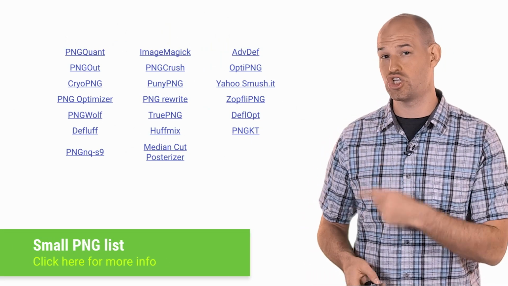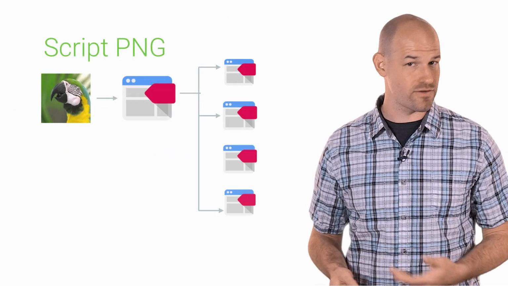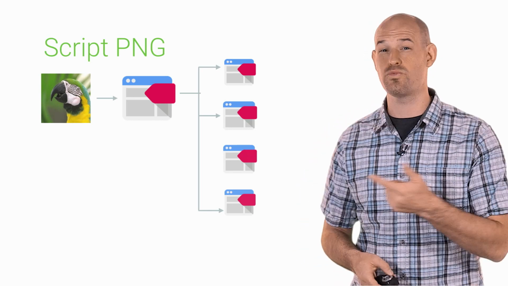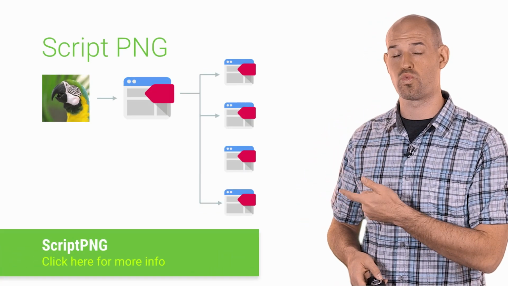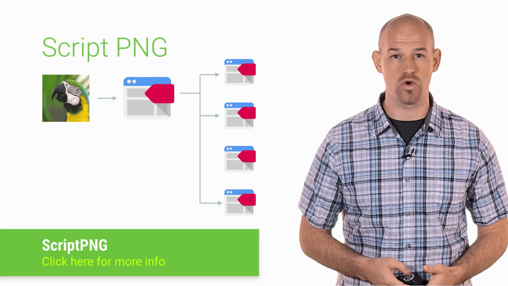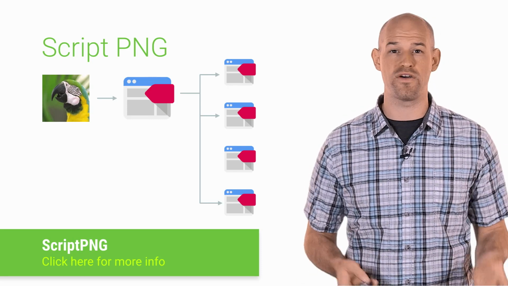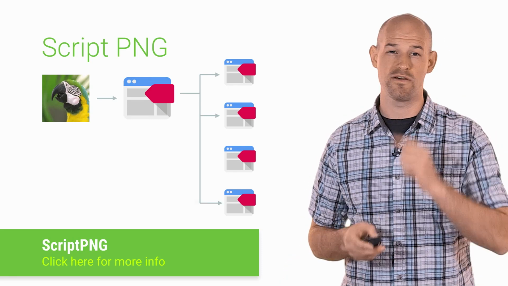In fact, Script PNG will allow you to run a bunch of different compression codecs on your image file and see which one gives the best compression ratio for the right visual quality. Basically, it'll do all the work of finding the sweet spot between compression and quality for you.